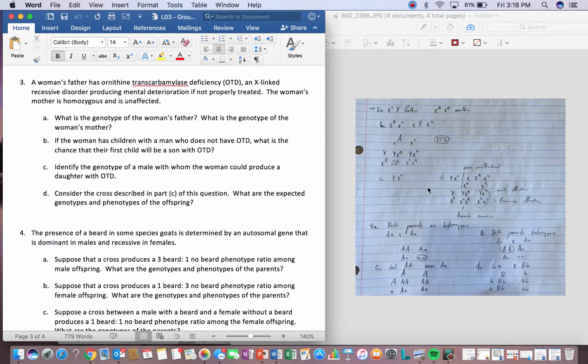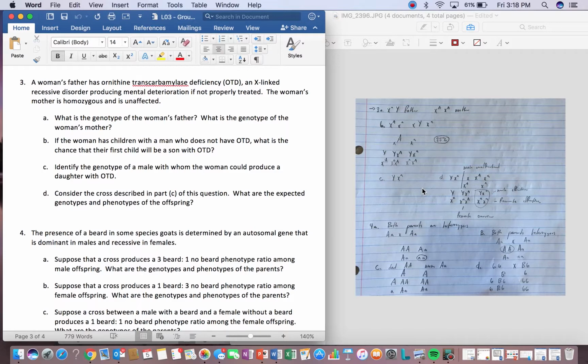Okay, for C, it asks us to identify the genotype of a man with whom the woman could produce a daughter with this condition. If you look back at number B, you notice that if the male does not have the condition, then the daughters can't have it, they're only carriers. However, if he does have the condition, then it's possible to give it to her daughter because she is a carrier.